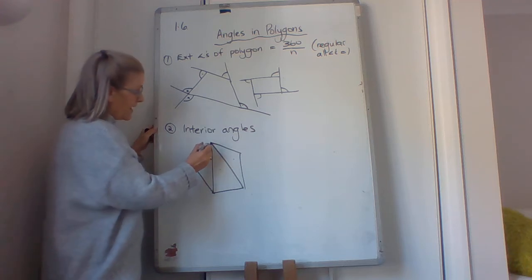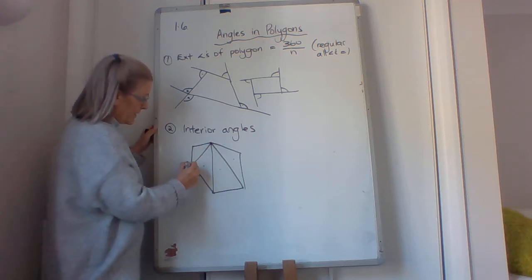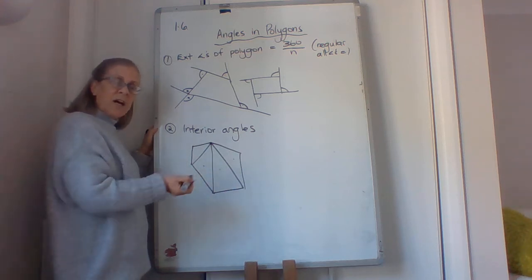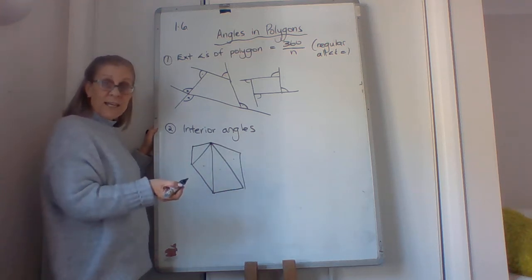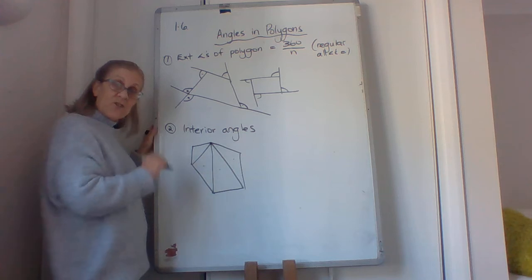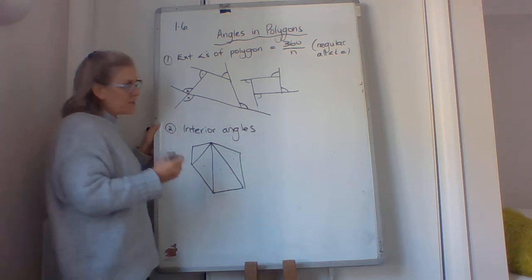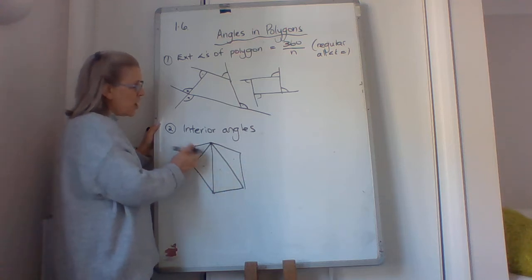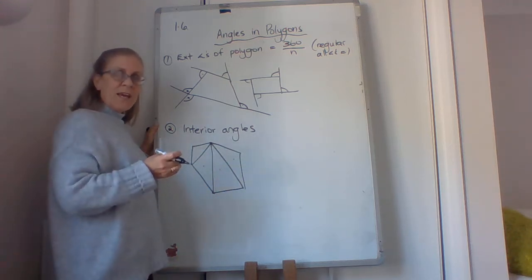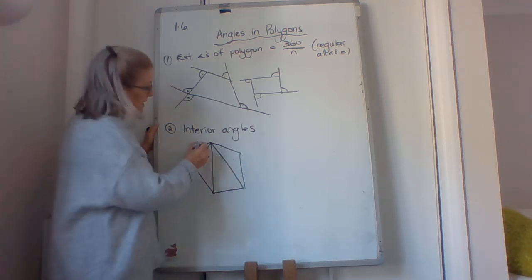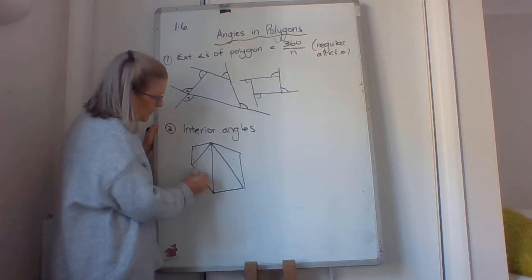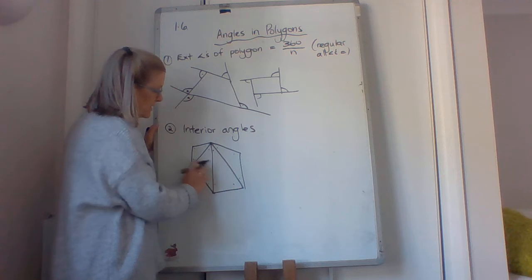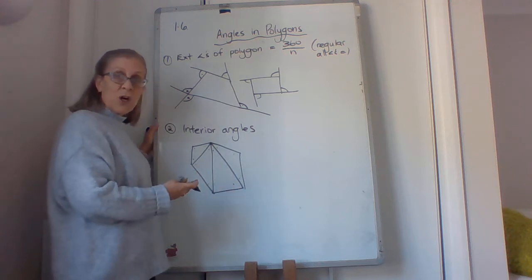If it was a hexagon, I'd get 1, 2, 3, 4 triangles. Every time I add a side, I get another triangle. But there are 2 less triangles than there are the number of sides. So the formula for this is about how many triangles are there in the shape. We know that the angle sum of a triangle is 180. So if we add all of these angles up for each of these vertices, we will get the sum total.